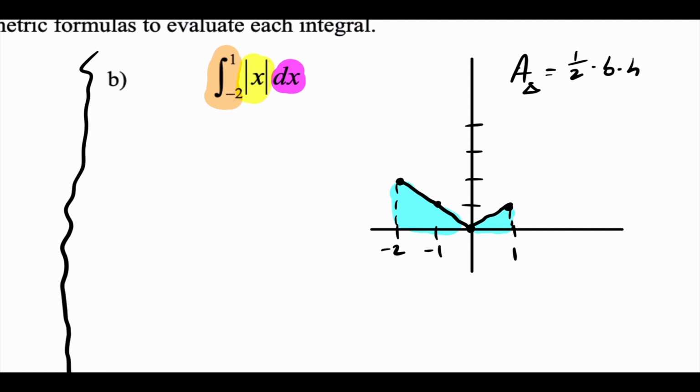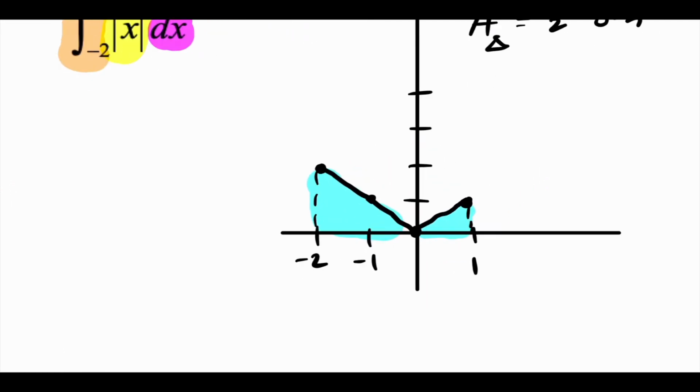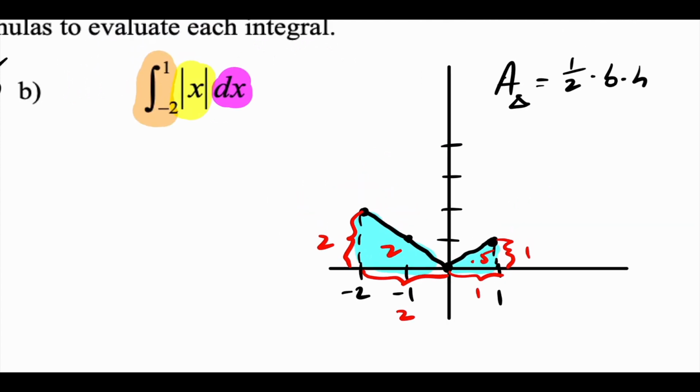Well, I have two triangles. The first triangle has a base of 2, has a height of 2. 2 times 2 divided by 2, 2. The second triangle has a base of 1 and a height of 1. 1 times 1 divided by 2, 0.5. Add those two guys up. The area under the curve is 2.5.